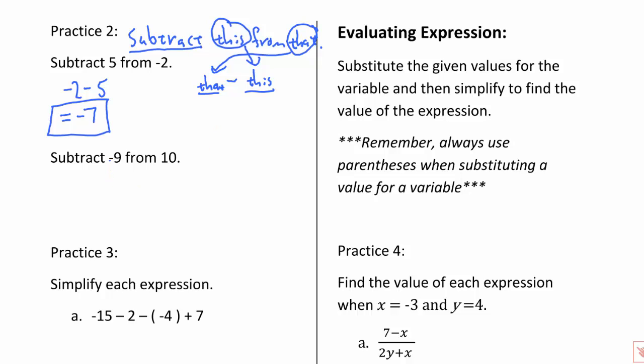The next thing we look at is subtract negative 9 from 10. Again, switch the order in which they appear. So we're going to have 10 minus negative 9. Now, we could do 10 plus a positive 9 because of this right here, or you could just realize anytime you see two negatives being multiplied like that, that gives you a positive. So that's going to be 10 plus 9, which is 19. Okay. So there you go. That's how you do subtract this from that.